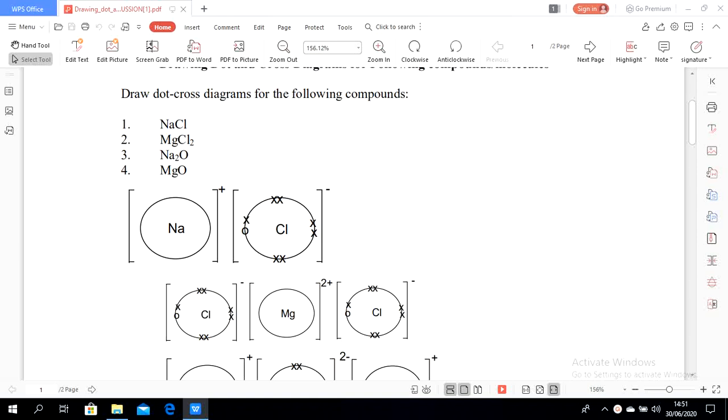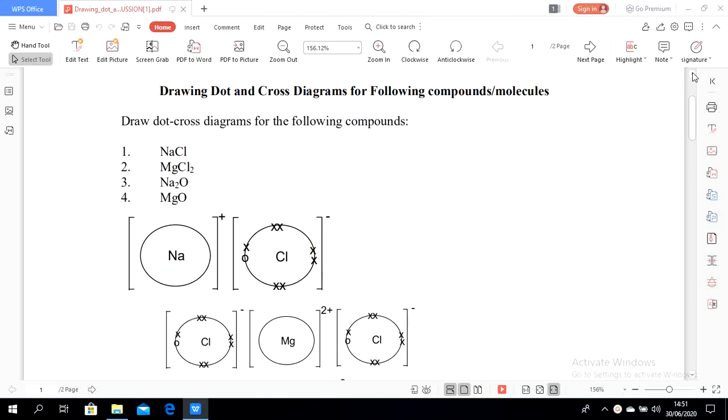Hello students, right now I'm going to talk about the discussion of the homework. Yesterday you got homework about drawing dot and cross diagrams for the following compounds or molecules. From number 1 until number 5, if you draw them covalently it would be incorrect, because all of number 1 to number 5 are between a metal and a non-metal.